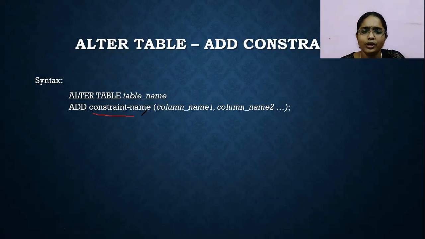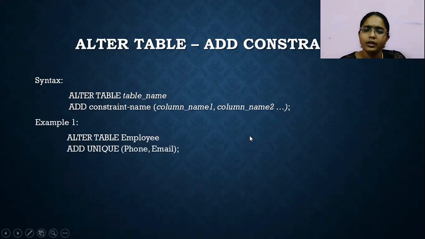So you're going to give a name for the constraint, and specify the column for which you're applying the constraint. The particular constraint can be applied for one column, or it can be applied for many columns in a table. If it is more than one column, I can mention them comma separated. Clear with it? We'll go ahead with the example of how to do it. Here I have given a few examples. Let us see the first example.